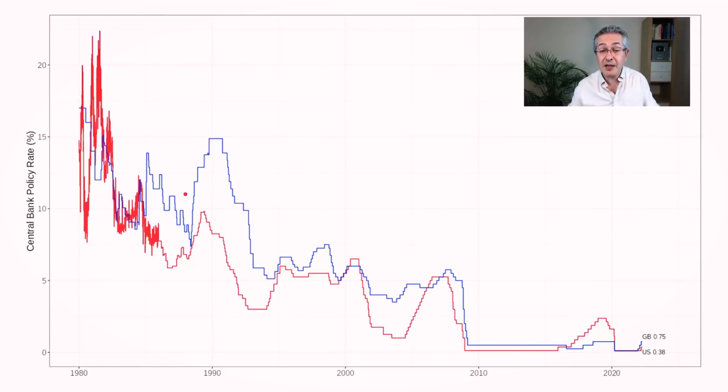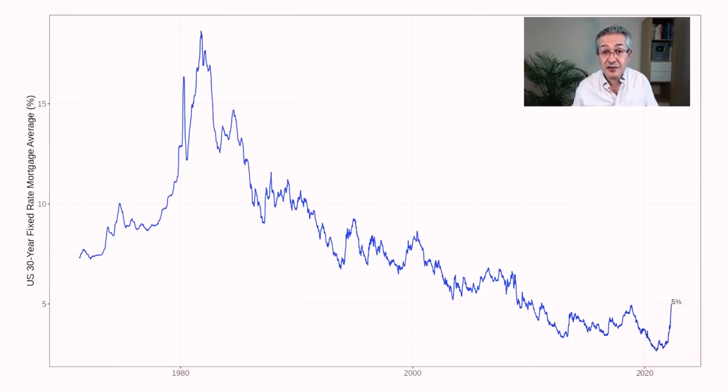Now, I'm not saying we're going that high again, but it's certainly not going to be the case that we're at the zero lower bound in the years ahead. We've just got to get used to the idea that interest rates will be higher. And that's already affecting interest rates in the US. So this is the 30-year fixed borrowing rate in the United States, the average one, and that's increased very rapidly recently. It's gone up to 5%.